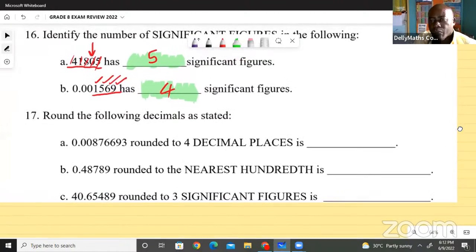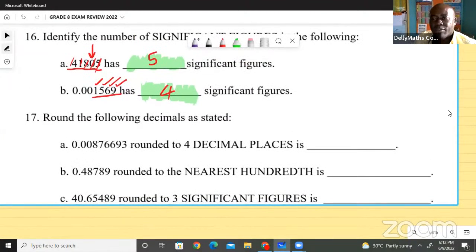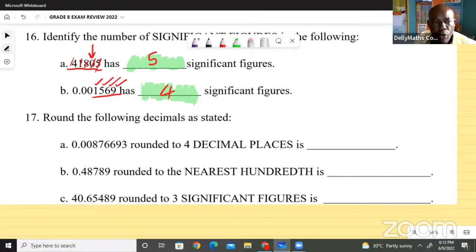Let's look at this one. So we also would have some rounding off to do in the exam. We want to round off the following to the decimal places that are stated. So we want to round off this to 4 decimal places, right? Remember, the first decimal place is the first digit after the point. We don't care what it is, right? So we're talking about decimal places.